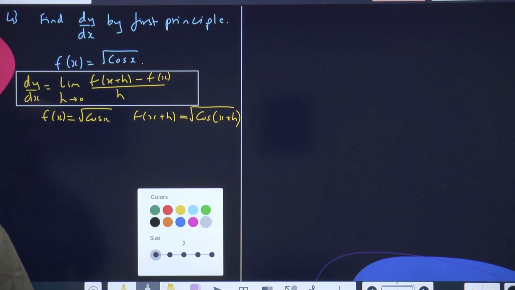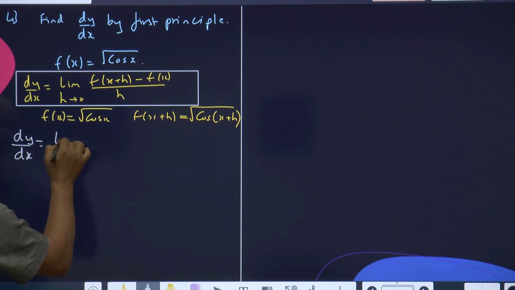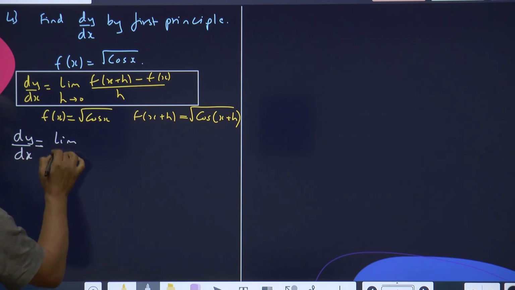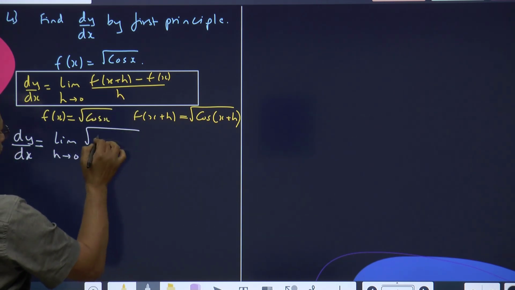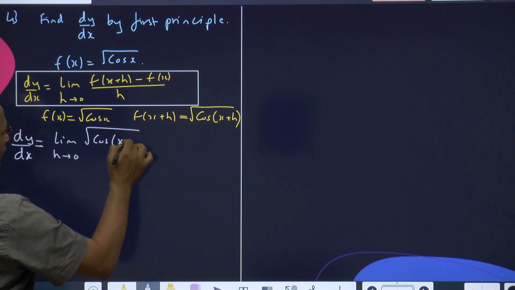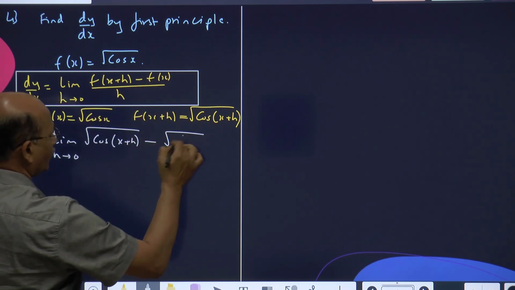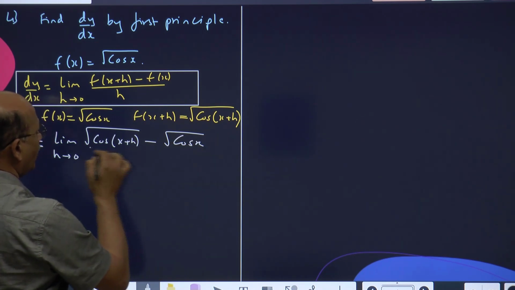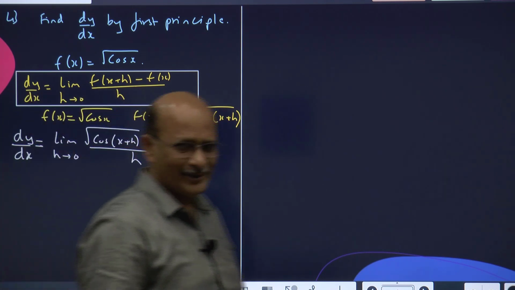So let us see. dy/dx will be equal to limit as h approaches 0. What is f(x+h)? It is nothing but square root of cos(x+h), minus, what is f(x)? Root of cos x, upon h, as h approaches 0. I really don't have anything to work on that.